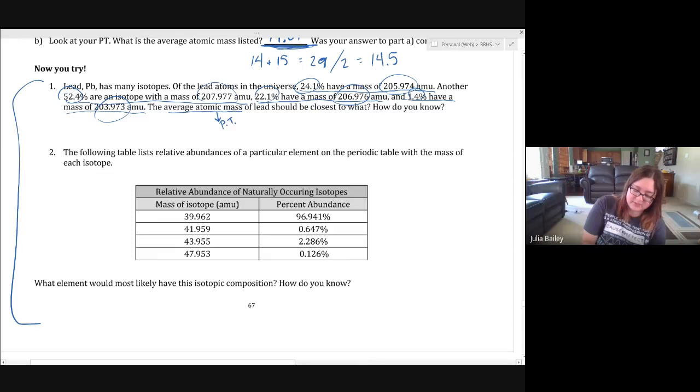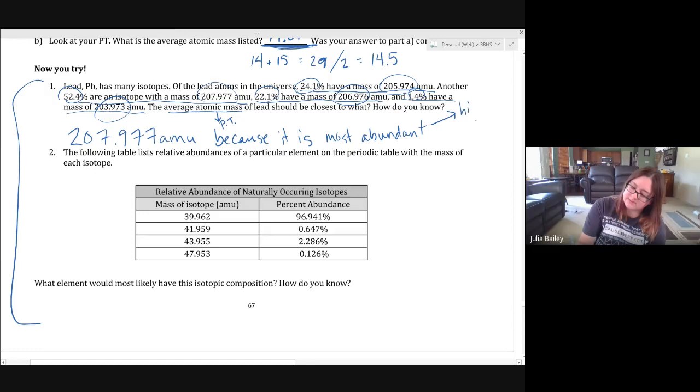So 52.4% is the highest percentage. So the mass that goes with the 52.4% is what the average atomic mass should be closest to. And we know that because it is most abundant. Meaning, again, when we say the most abundant, we mean the most common, which in this case is the highest percentage, which was the 52.4.